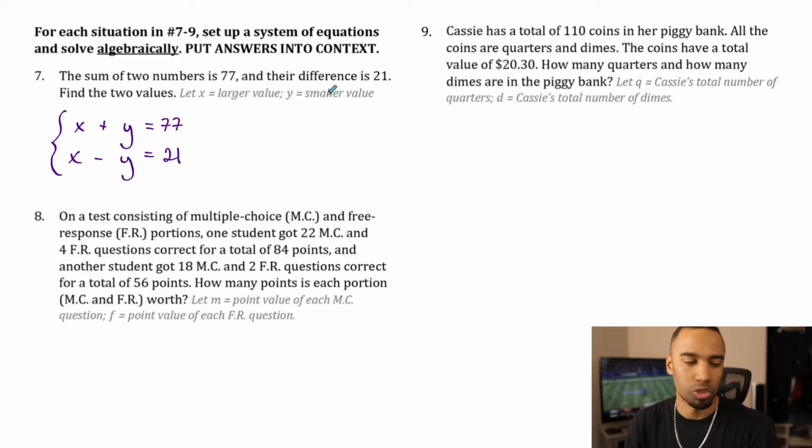And here's why larger and smaller matters and makes sense. I know that when I solve for x, I better get a larger answer. If that does make sense there, I should be getting a larger answer than the other one.